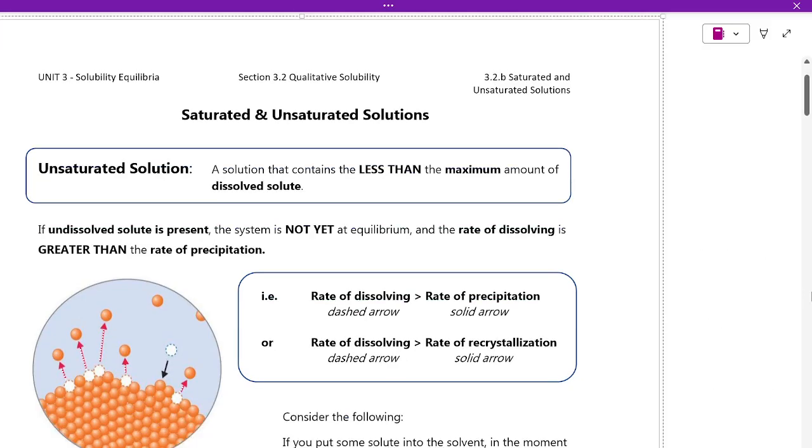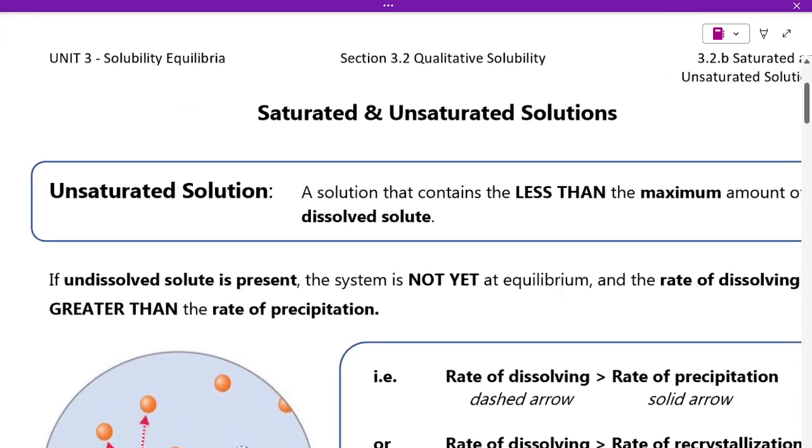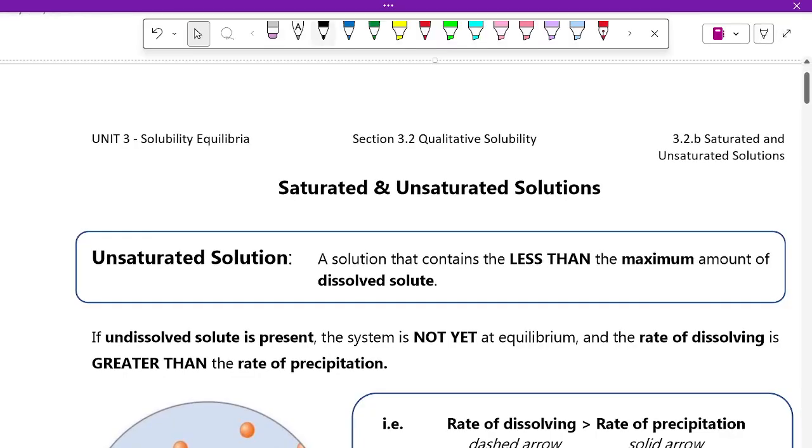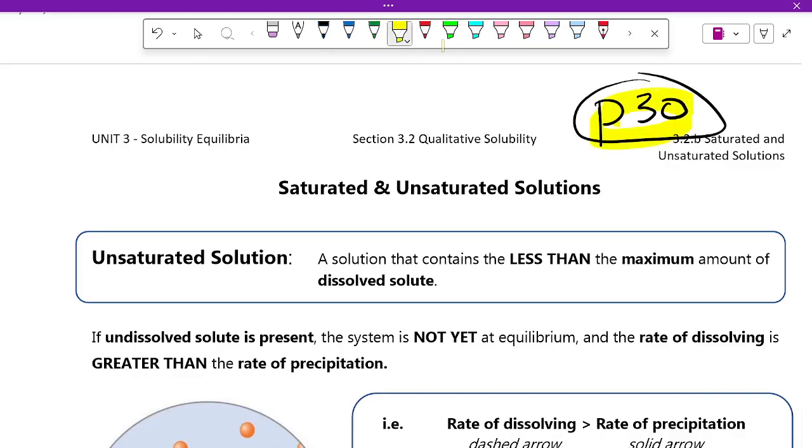Saturated and unsaturated solutions, page 30. So if we have an unsaturated solution, it contains less than the maximum amount of dissolved solute. That's what this page is going to be about: unsaturated solutions.